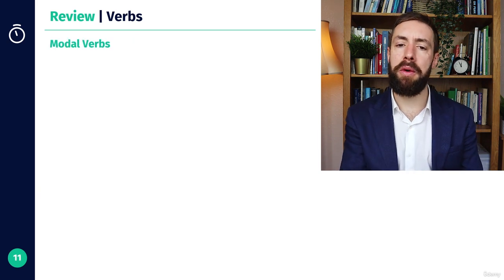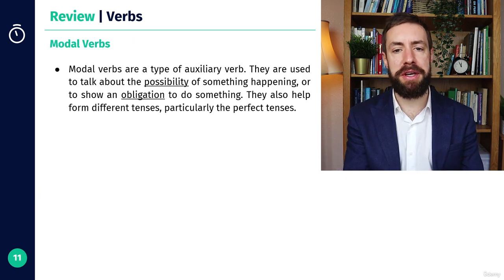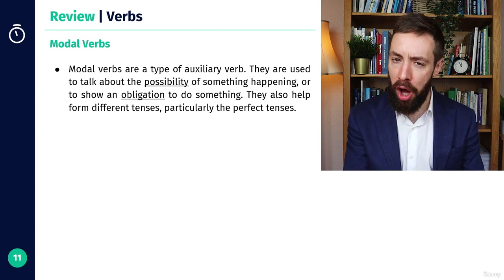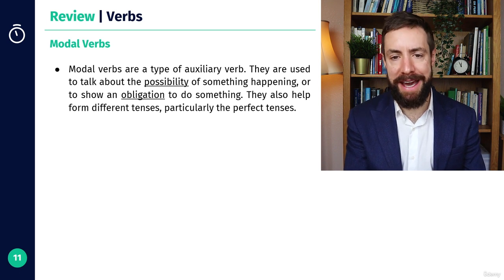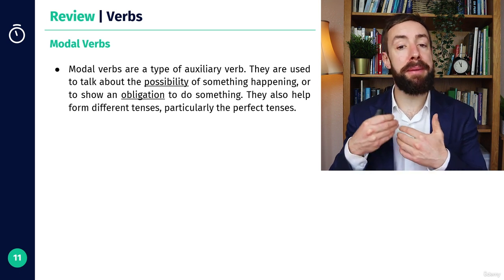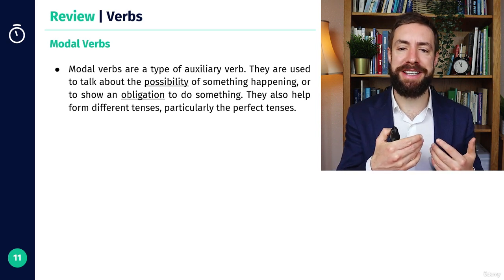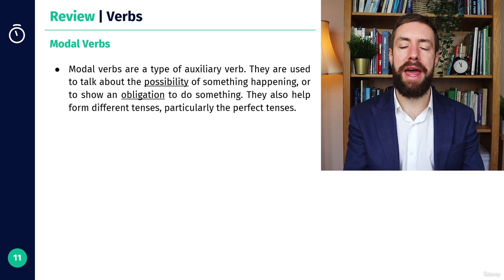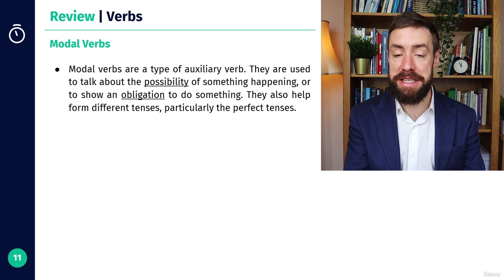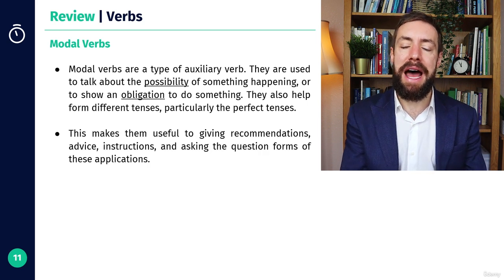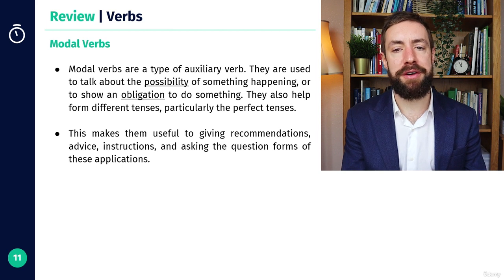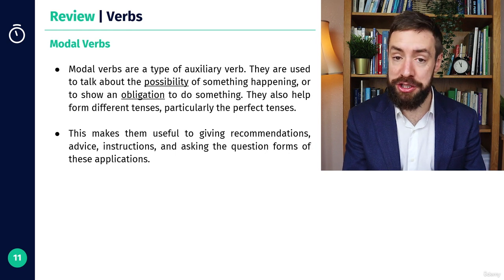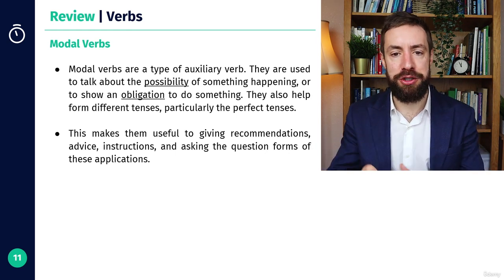Now let's quickly review modal verbs. So modal verbs are a type of auxiliary verb, and they are often used to talk about the possibility or the obligation. So possibility is like something might happen, or obligation is kind of we must do this or we should do this, the things that we should do. Okay, and they often form different tenses, and particularly they form the perfect tenses. And that means that they're quite useful for giving recommendations or advice or instructions, and also asking questions like that. For example, should I do this thing?